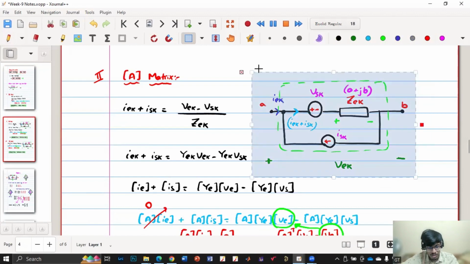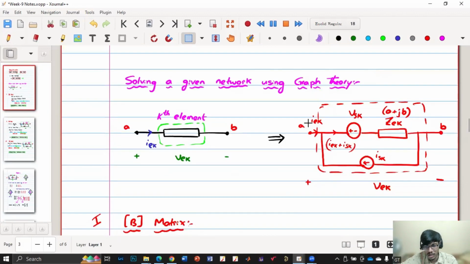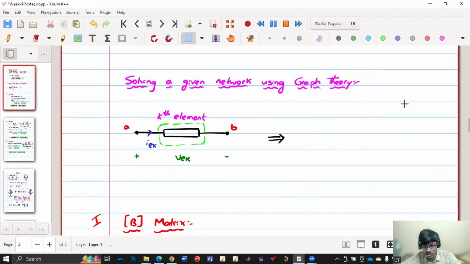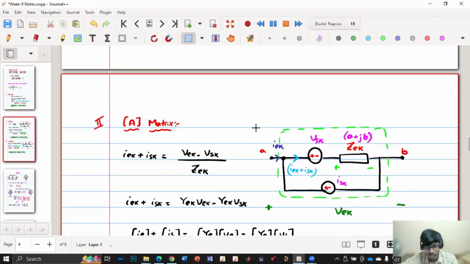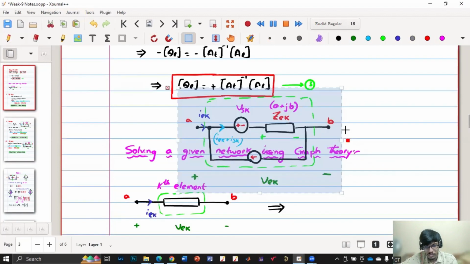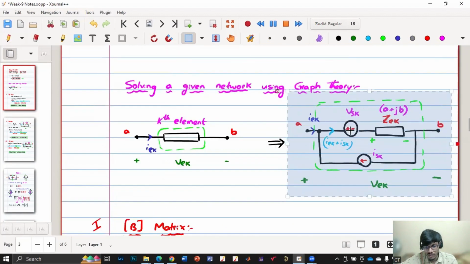Yes, sir. So based on our convention, it will change. I think this color got changed. I'm just copy pasting it. Sorry. So based on our convention, it will change.